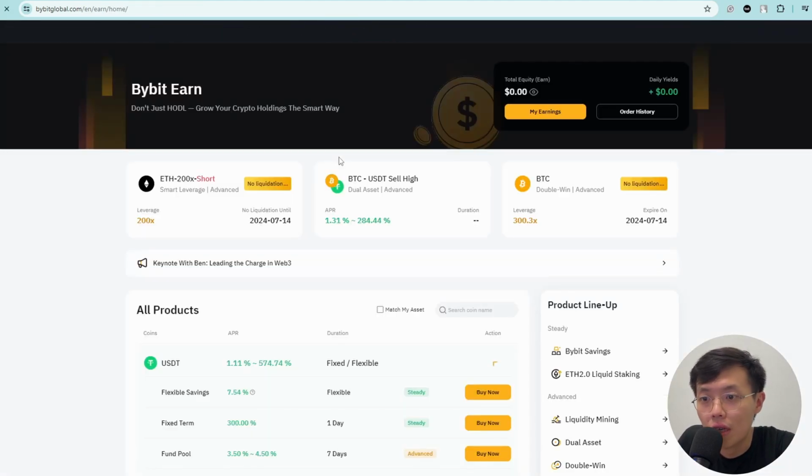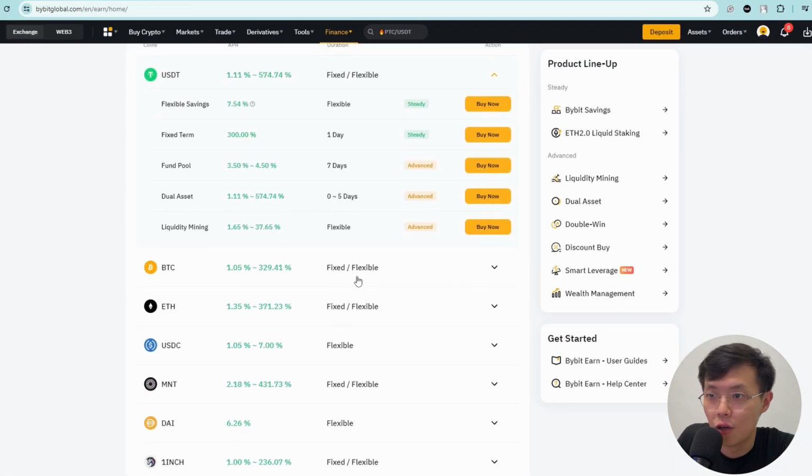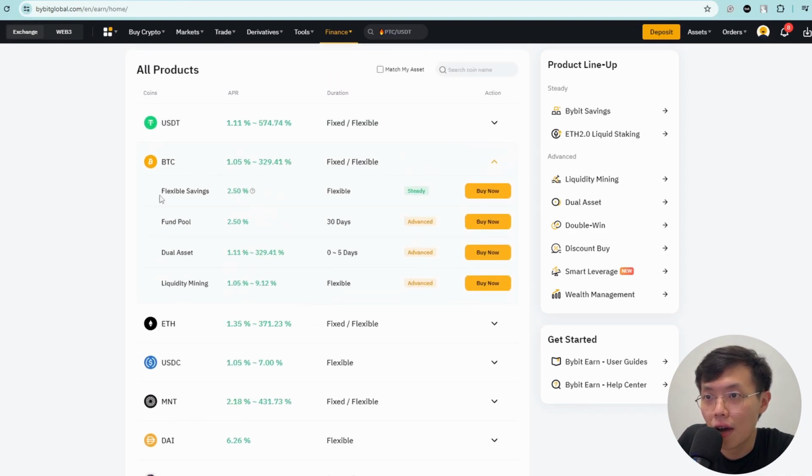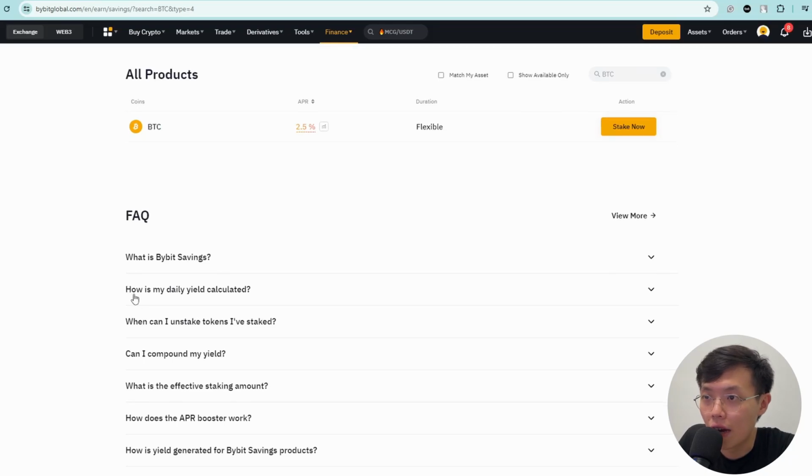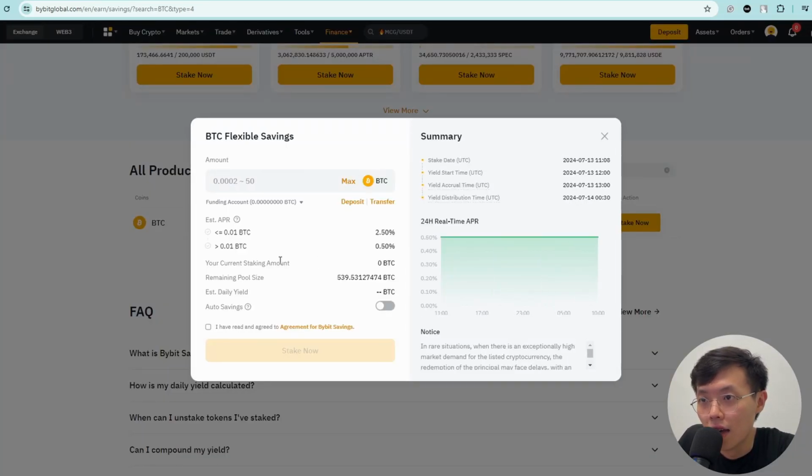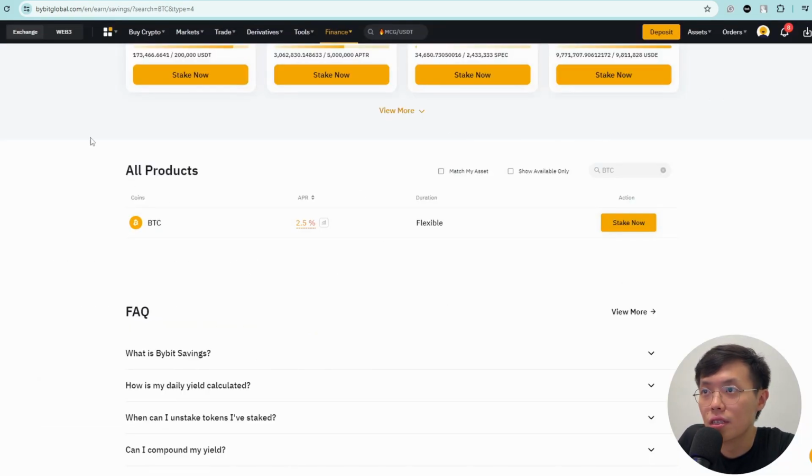If you are holding Bitcoin, you can do that as well. If you're holding a lot of Bitcoin and not planning to cash out anytime soon, just put your Bitcoin right here, or you can stake now also. I have no Bitcoin, so I can't stake anything, but it's the same. Obviously, there's a limit as well. With 0.01 BTC, you get 2.5%. So it depends on you whether you want to stake your BTC or not.